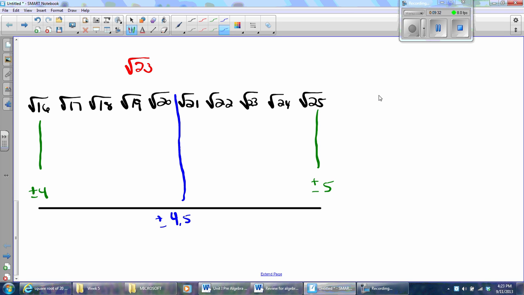All right. So now I need to find the square root of 23. 1, 2, 3, 4, 5. There's 5 pieces of data. This is going to be the middle. That's going to be plus or minus 4 3/4, right? Watch how close this is going to come out.